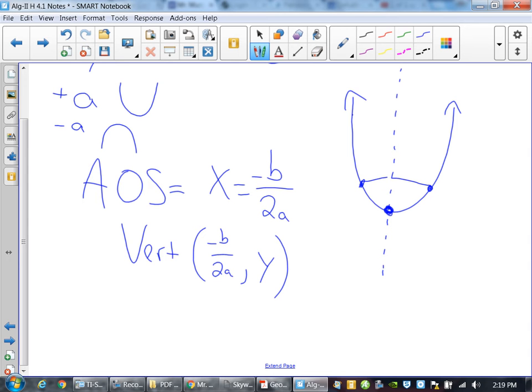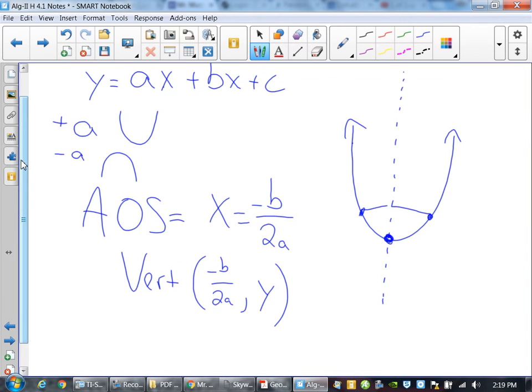So your vertex, if we go back thinking about this whole A positive or A negative, if A is positive, would the vertex be a maximum or a minimum if it's on the bottom? It's a minimum. Which therefore means if A is negative, you have a maximum. Really straightforward stuff here today.